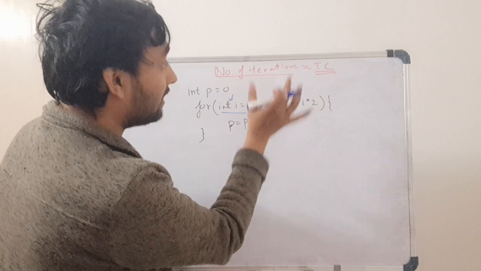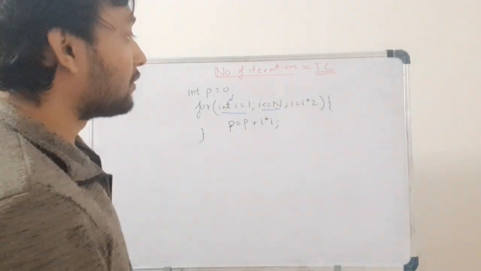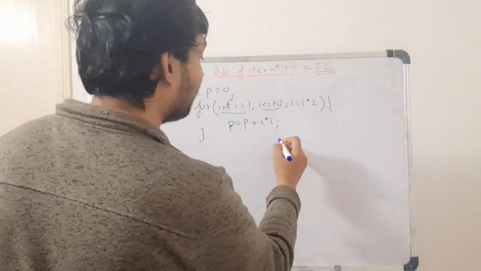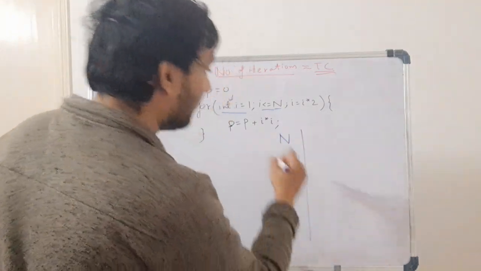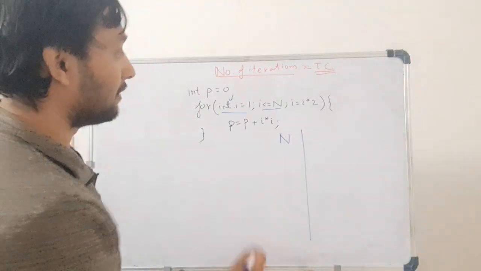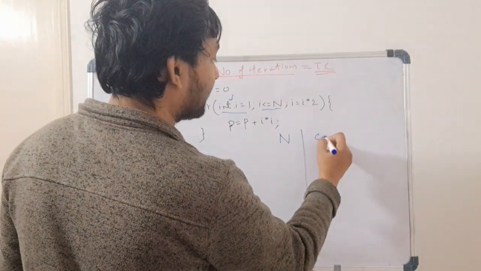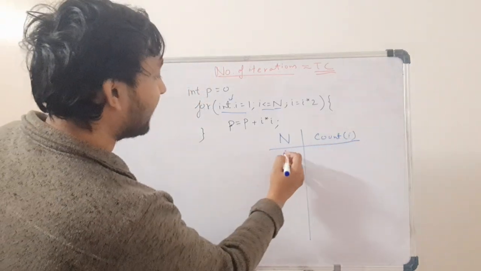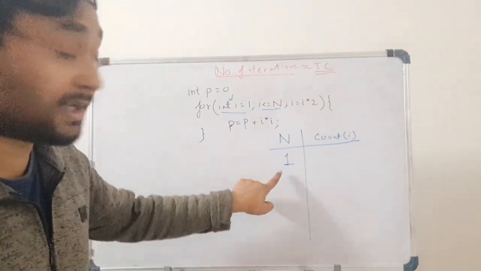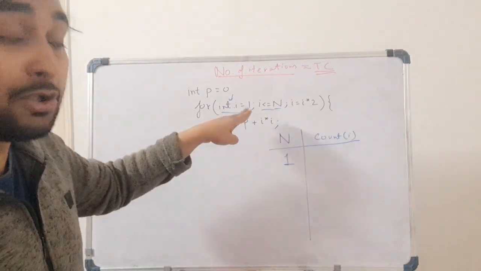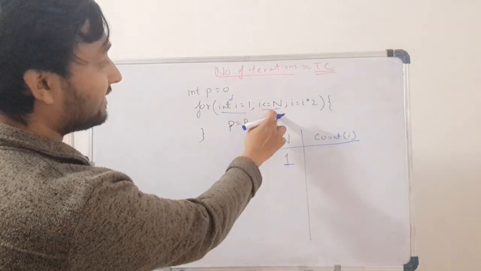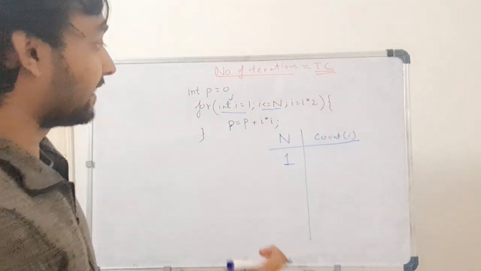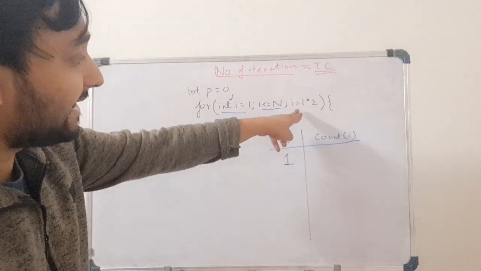So how can we calculate the number of iterations in this problem? For that, we first have to create a table to understand. The first column will be for n, and the second will be till how much distance it will go, like the count or I value. First, if n is equal to 1, till where will this I value go? First I equals 1, and n is equal to 1, so the condition 1 less than or equal to 1 gets satisfied. So this part will be executed, then again it will go here.